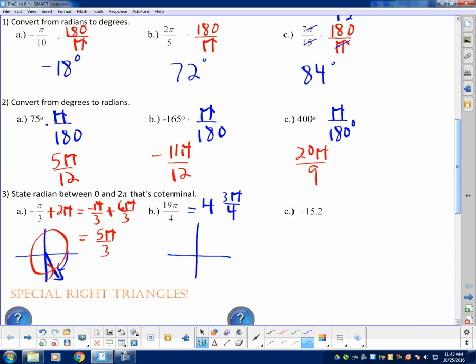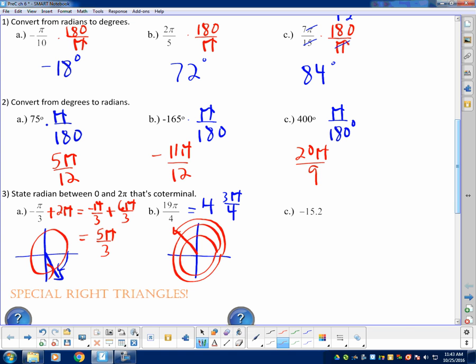each 2 pi, I'm back where I started, so I could go around 2 pi. And I go around another 2 pi. And then I go around about right here.